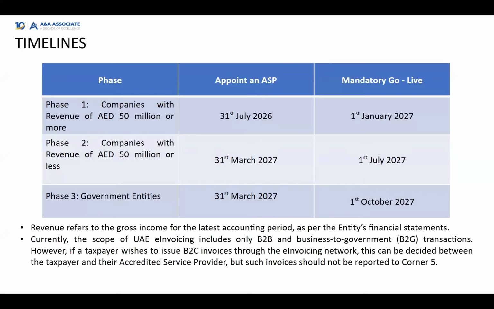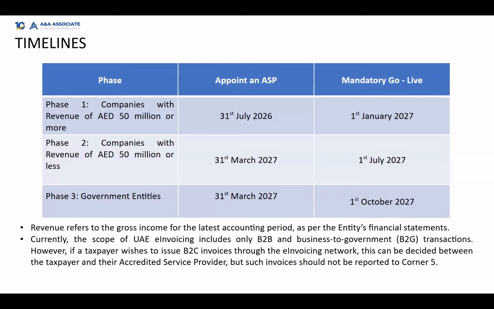So phase one talks about companies which are larger in size. So they have revenue more than 50 million. So for them, it is important that ASPs are appointed by 31st of July this year. That means 31st of July 2026. And from the beginning of next year, they will have to start issuing invoices through the e-invoicing network.